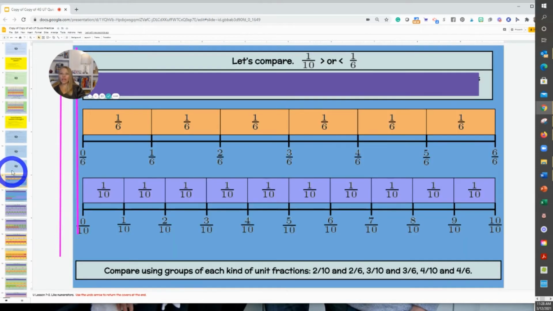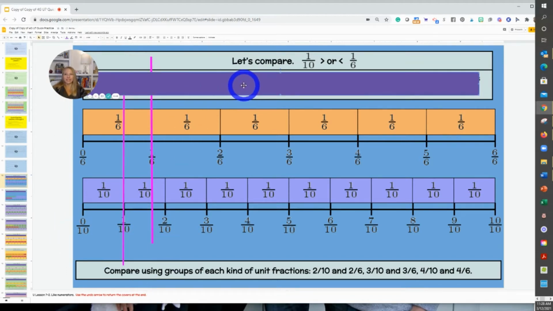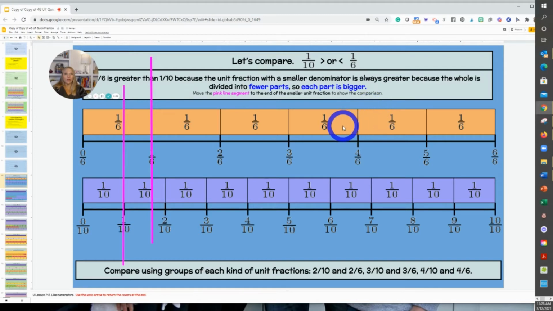Okay, so here we have, let's compare 1/10 is greater or less than 1/6. Think about it, class. And again, they would have that we can use these groups. So we can see that there's 1/10 or 1/6. Which one's greater? Class, 1/6. Let's say it together. 1/10 then is less than 1/6. I can move that purple bar and we can talk about how we know. Very similar to what we just did, but now we can talk about it with the non-unit fractions.